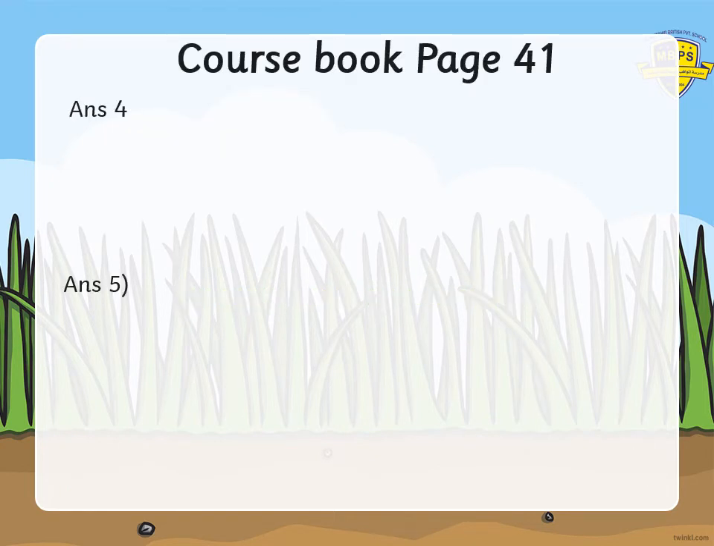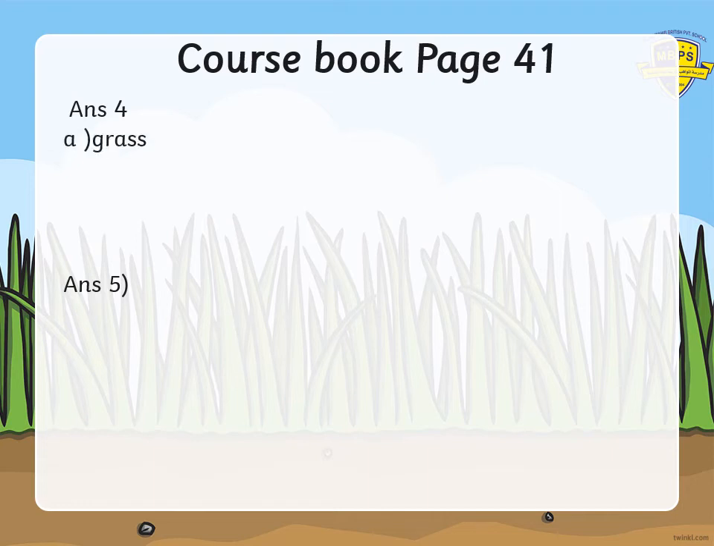Now I want you to open your course book, page 41, and write down question number 4. You can look at the picture also. Question number 4 is a picture of a savanna or a grassland. Look at the drawing of the food chain that ends in a hawk. Which organism is the producer in this food chain? Can you think of it? If you have already thought, let's see the answer.